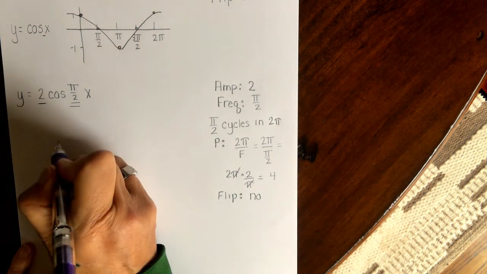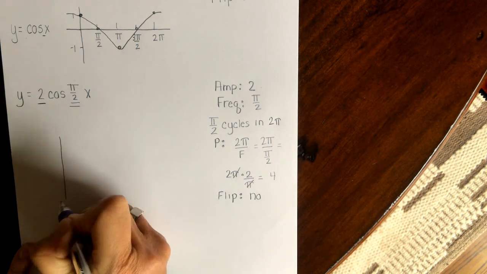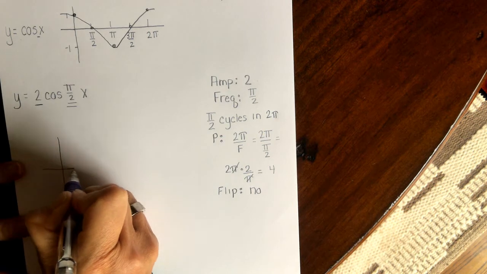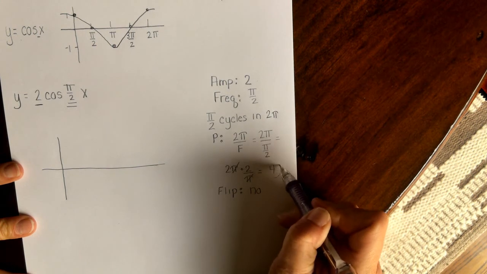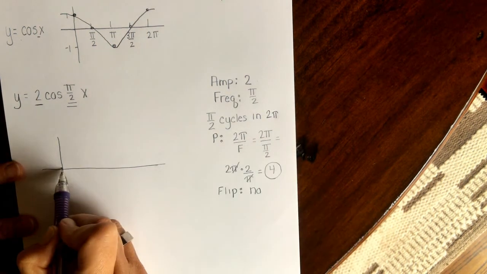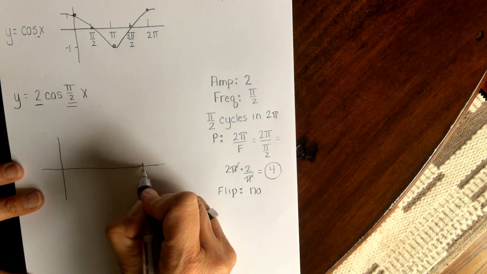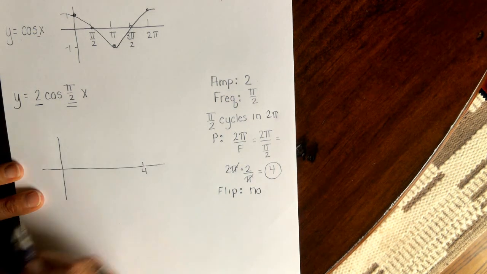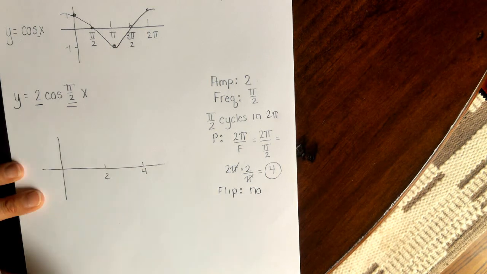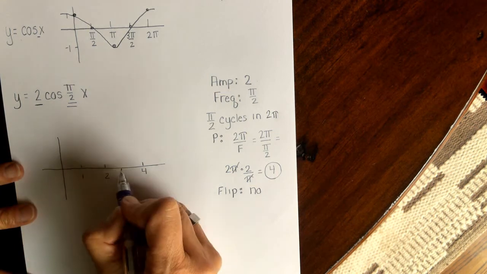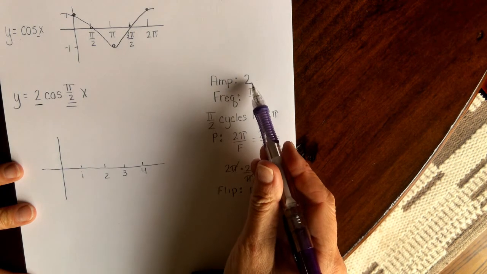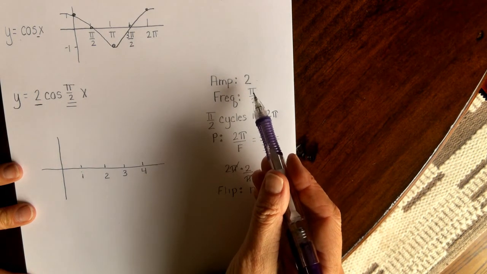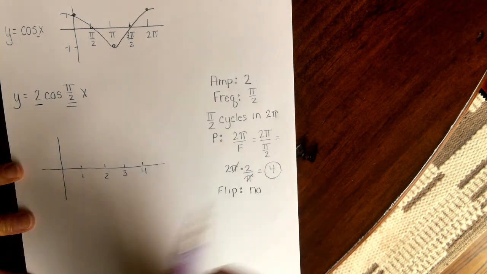All right, let's draw our new graph. So this time it says the cosine function has a period of 4. That means it starts and stops in 4 units. Cut it in half, 2, cut that in half, 1, and then count up: 1, 2, 3, 4. The amplitude is 2, which means the distance from the midline to the max and midline to the minimum is 2 units.